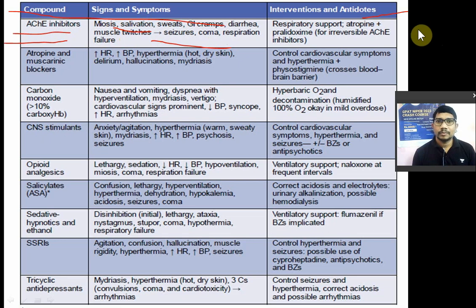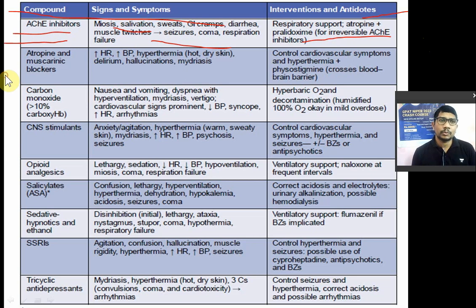So in that case respiratory support will be there, atropine and pralidoxime. Pralidoxime is a specific antidote for irreversible acetylcholinesterase inhibitors. कौन है? Pesticides. Pesticides are irreversible acetylcholinesterase inhibitors.